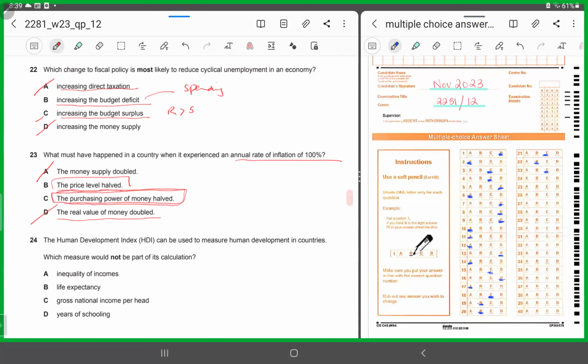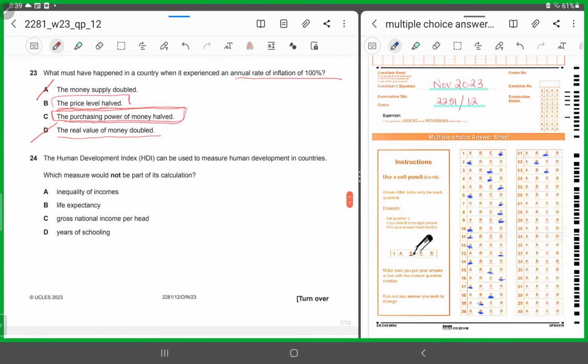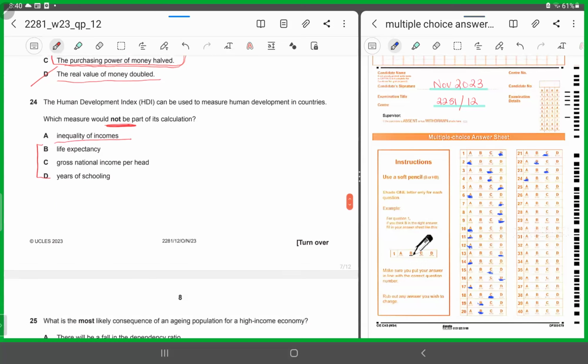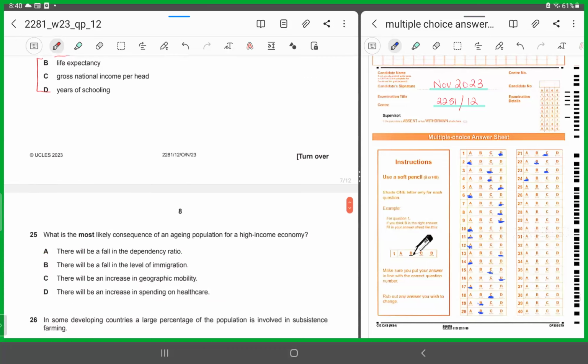24. HDI, Human Development Index, is used to measure human development in countries. Which measure would not be a part of its calculation? Now, what factors does HDI take into consideration? It takes into consideration life expectancy, GNP per head, and years of schooling. All three it takes in, which it does not include is inequality of incomes. So it has to be A. So if you remember what HDI is and what it includes, easily you can do it. So you see how easy it gets when you remember the definition or the entire concept.